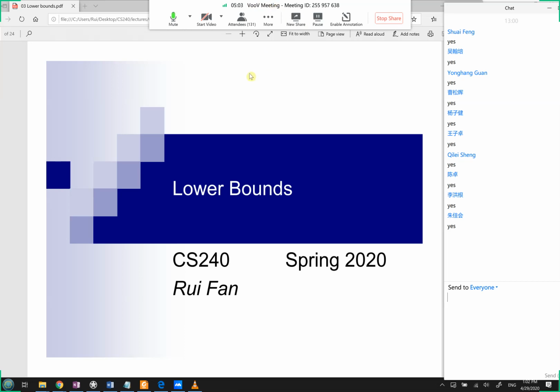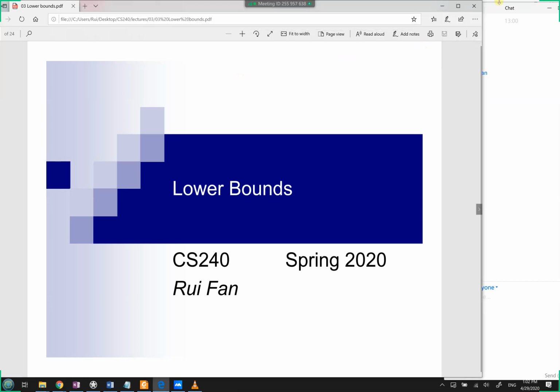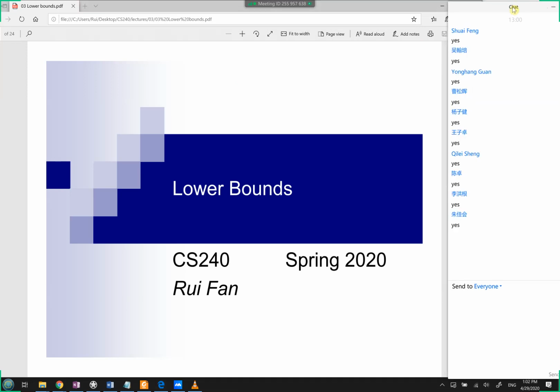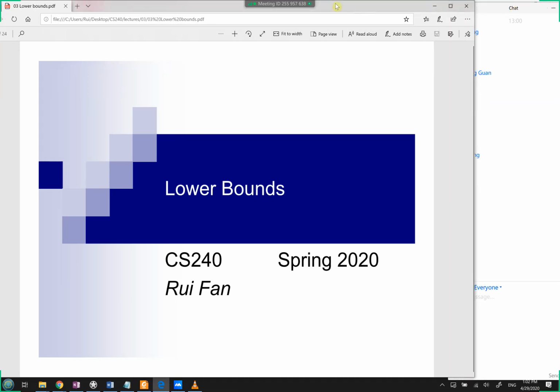Okay, so today we're moving on to a different topic. So we're talking about lower bounds now. Okay, so did you guys watch the video? Any questions about any parts of the video?